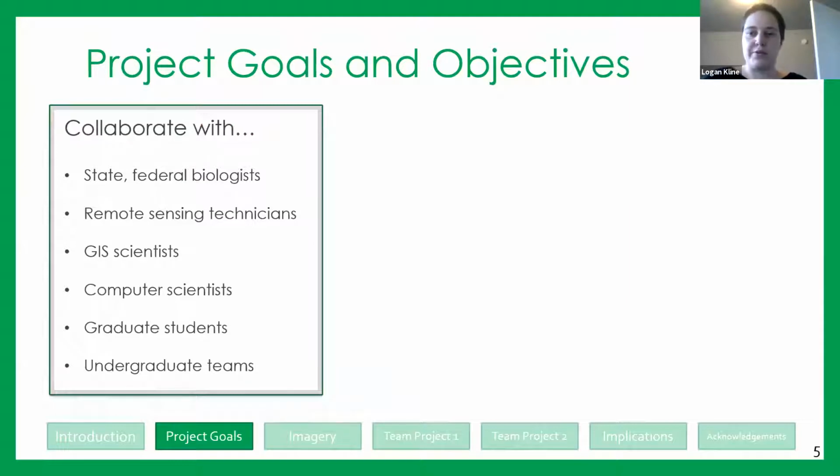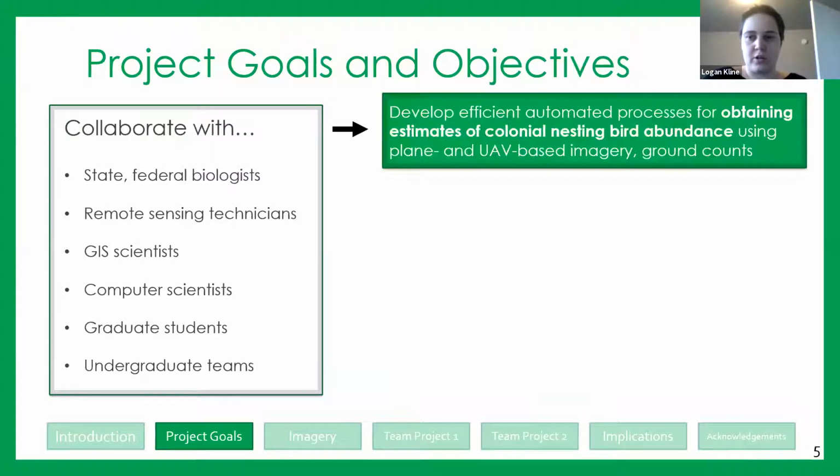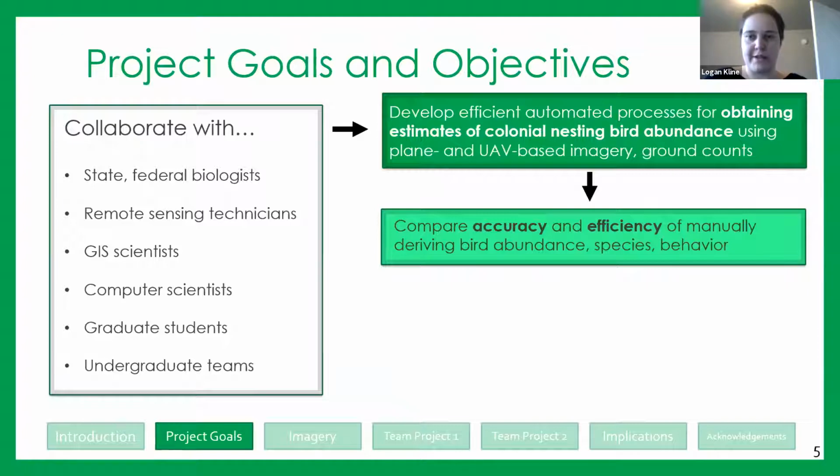So we are collaborating with a suite of specialists, including state and federal biologists, remote sensing technicians, GIS scientists, computer scientists, and undergraduate and graduate students to meet our overall goal of developing efficient automated processes for obtaining accurate estimates of colonial nesting bird abundance using plane and UAV-based imagery as well as ground counts. So we have 3 objectives to guide us in reaching this goal. First, we want to compare the accuracy and efficiency of manually deriving bird abundance, species, and behaviors from historical and recent plane-based imagery, UAV imagery, and ground surveys, and identify sources of error in these estimates.